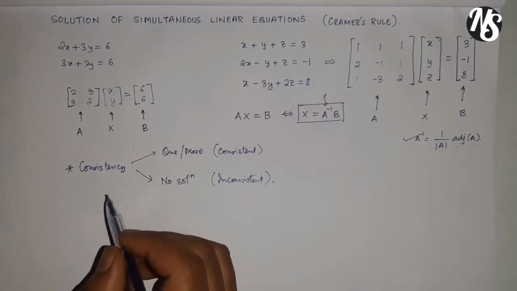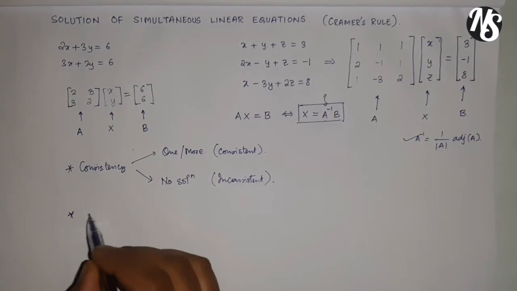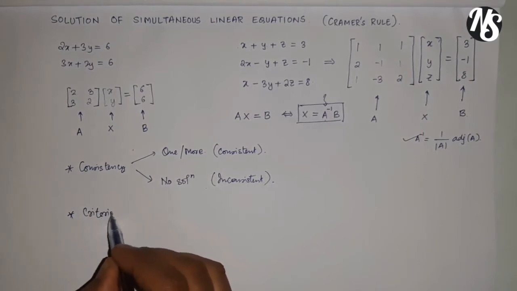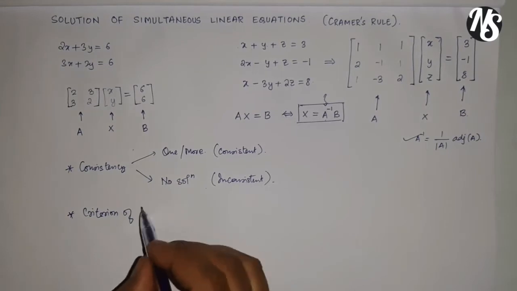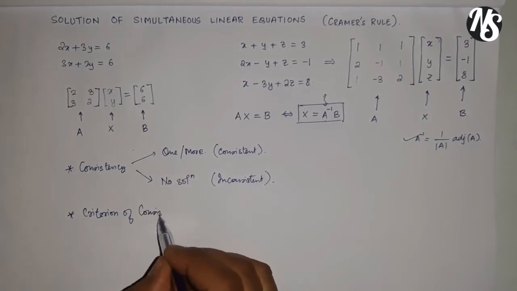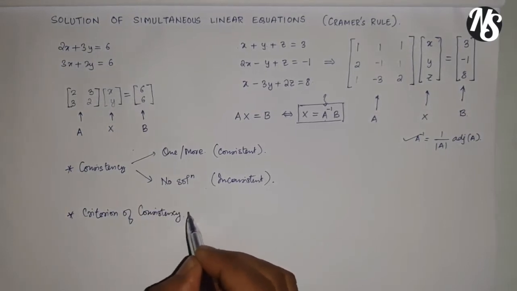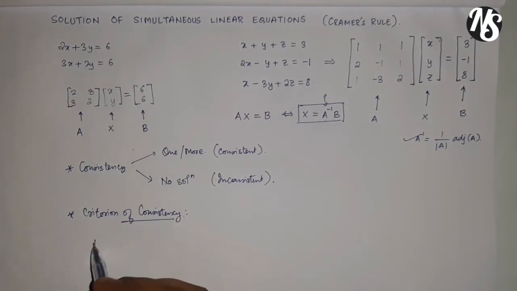Now next is the criterion of consistency. You need to remember this. Criterion of consistency. Now first and foremost, see here very carefully. There are three criteria, so 1, 2 and 3. Let's understand one thing at a time.